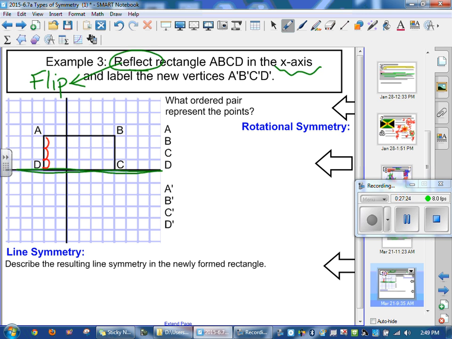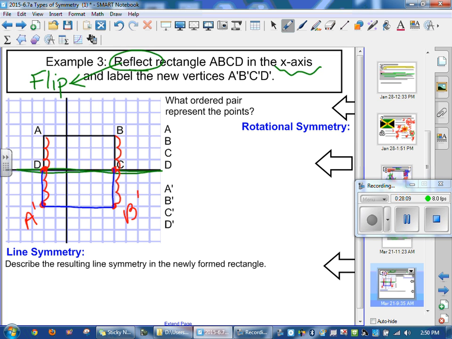I have 3 spaces here. How you reflect is you count how many spaces away from your reflection line the point is. And then you go the opposite way across. So, point D is right on the reflection line. So is it going to change spots? No. Point C is right on the reflection line. Does it change spots? Nope. But A is 3 spaces away. So I need to go 3 spaces away to make A prime. B is also 3 spaces away. So I need to go 3 spaces away the other way. And there's B prime. Now I connect my dots. And now I've got my new object.